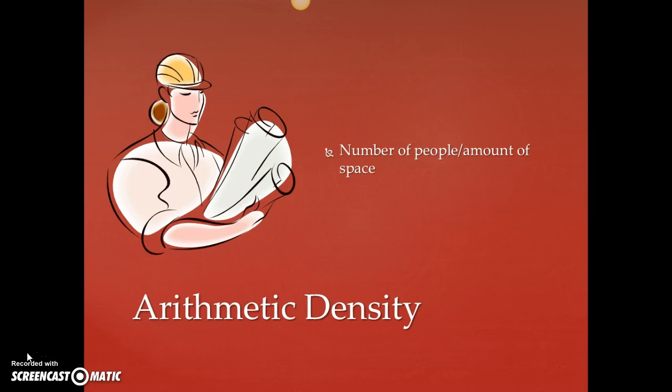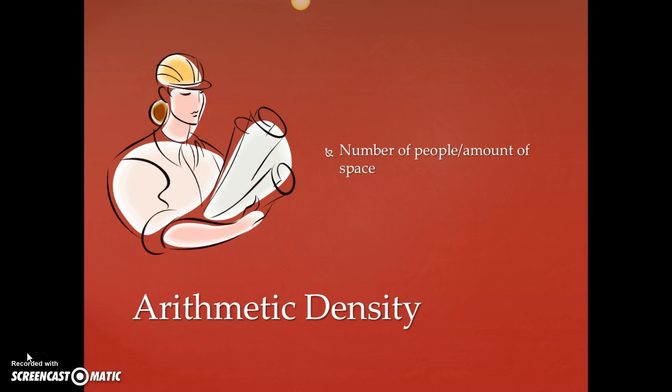Okay, so when we talk about population densities, there's three major types that we talk about. The first and the most basic is what's called arithmetic density. Arithmetic density is the number of people divided by the amount of space, and it's really a very crude way of measuring how much space an individual person gets.